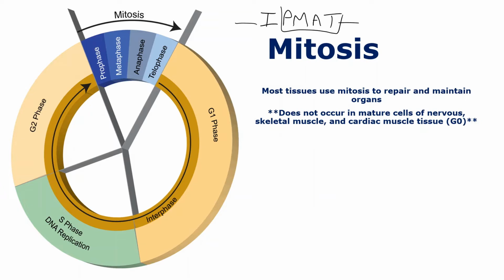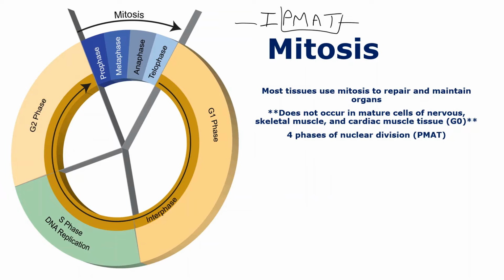Remember that some cells go into a G0. Like I mentioned in the previous slide, nervous tissue, skeletal muscle, and cardiac muscle are not going to do mitosis when they are a mature cell. Okay, here comes the PMAT. Remember, I passed my anatomy test.